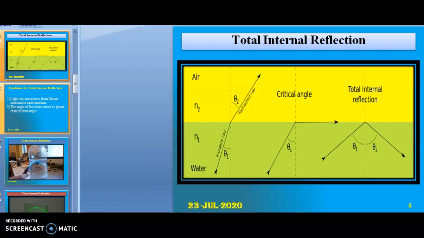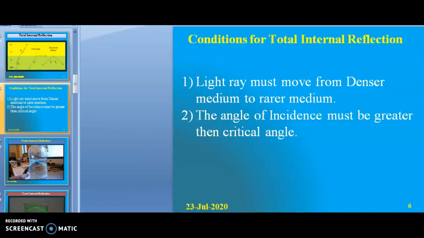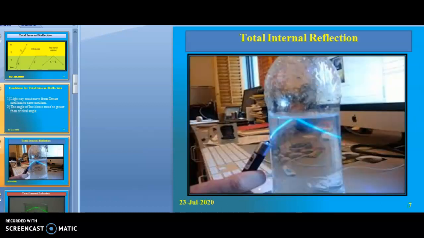Now, what are the conditions for a light ray to undergo total internal reflection? There are 2 points. First one is, the light ray must move from denser medium to rarer medium. The second point is, the angle of incidence must be greater than critical angle. If these 2 conditions are satisfied, then only we can observe total internal reflection.